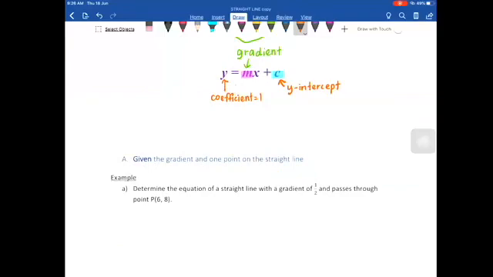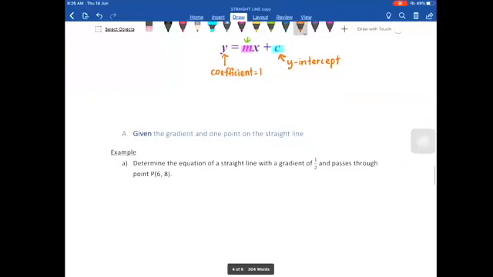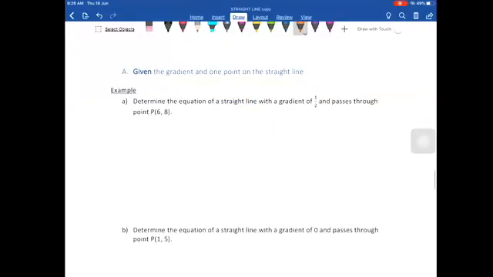Okay, now the first one says, sekiranya soalan berikan kepada anda, given to you the gradient and also one point on the straight line. Point ni meaning coordinate lah, my x, y. Dia bagi satu. And then dia kasih gradient. So example questions. Determine the equation of a straight line with a gradient of 1 over 2 and passes through point P(6, 8). Okay.